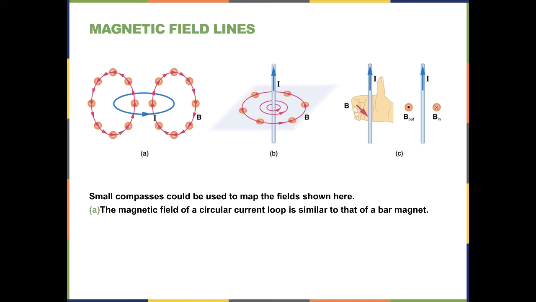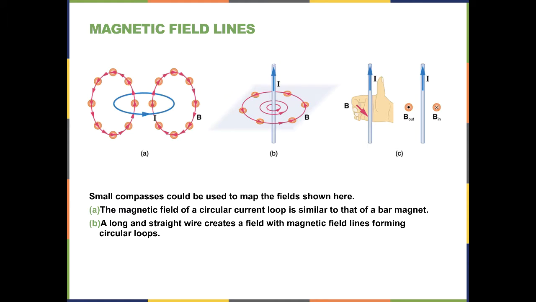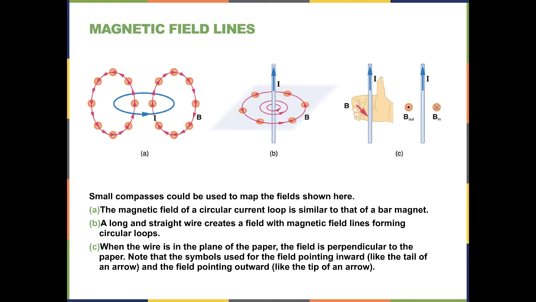If you have a straight current, like shown in B, then the magnetic field forms a circular loop around the straight current. This can be represented by the right-hand rule shown in C. If the line or the current is in the plane of the paper, the field is perpendicular to the paper. You use your right hand pointing your thumb in the direction of the current, and your fingers curl around representing how the field would go.